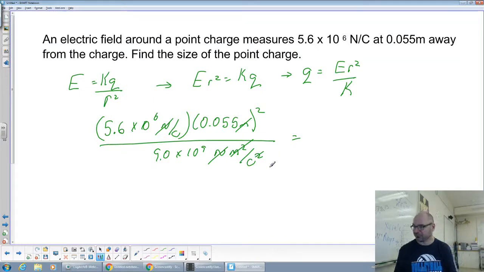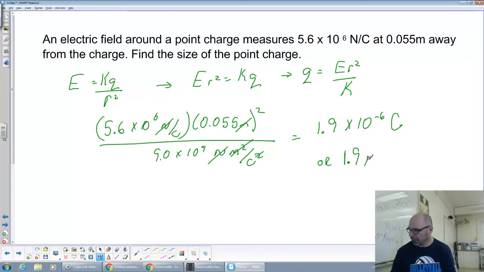Let's take our calculator out. 0.055 squared, times 5.6, scientific exponent 6, equals, divided by 9.0, exponent 9, and I get 1.9 times 10 to the negative 6 coulombs, or 1.9 microcoulombs.